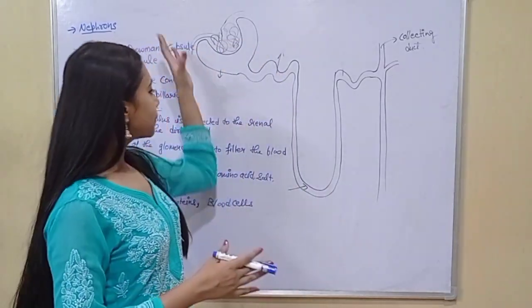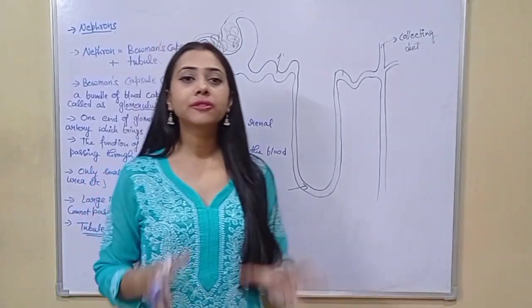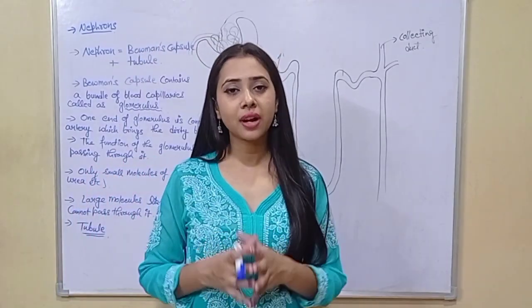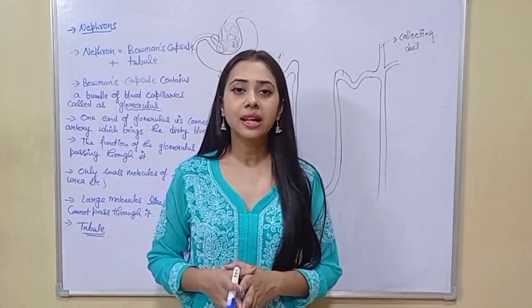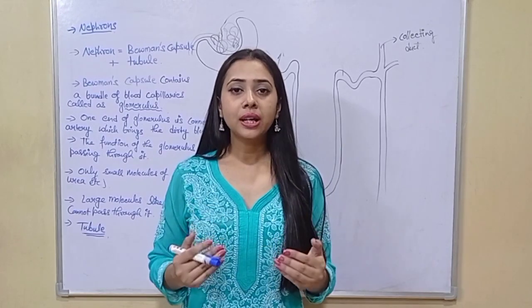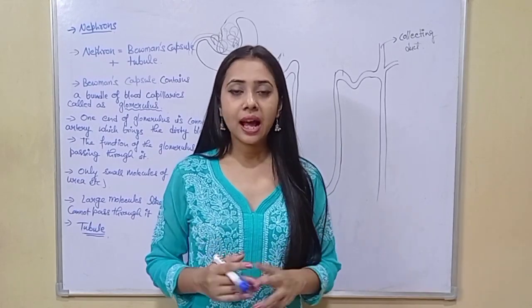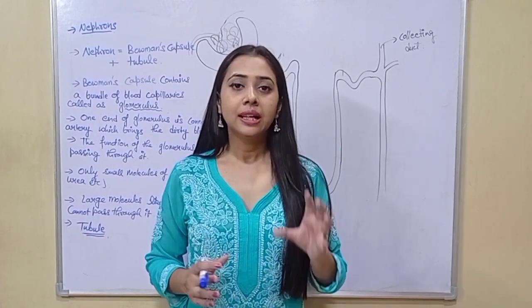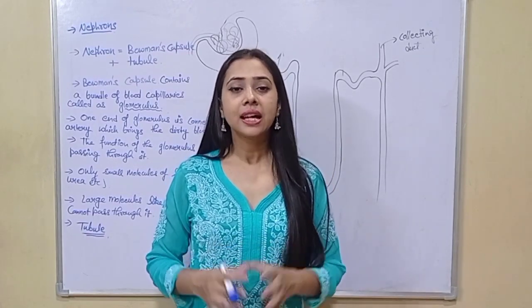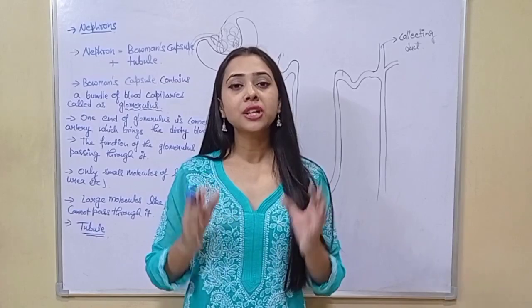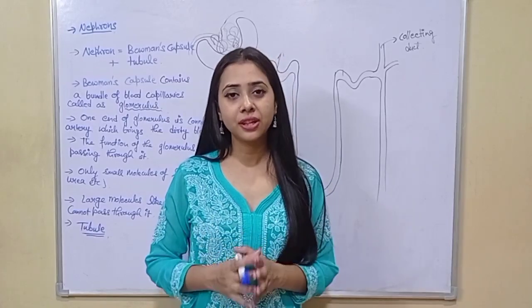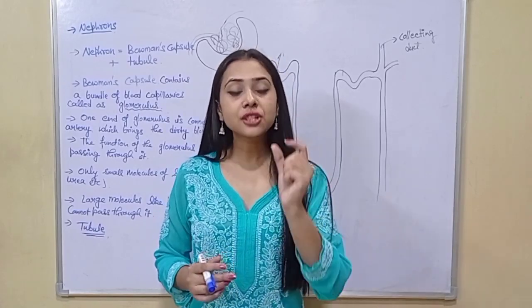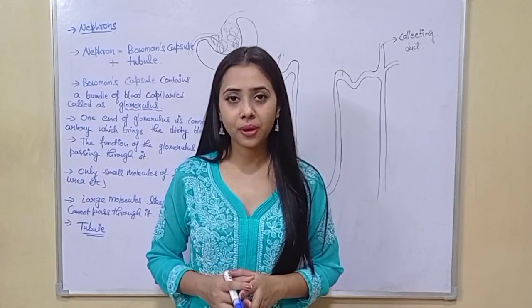So as you can see, this is the structure of a nephron. Now the question arises, what is a nephron? See, in our body there are two kidneys and we know that the shape of the kidney is bean shaped. The second most important thing is that each kidney is made up of a large number of excretory units and that unit is known as nephron.